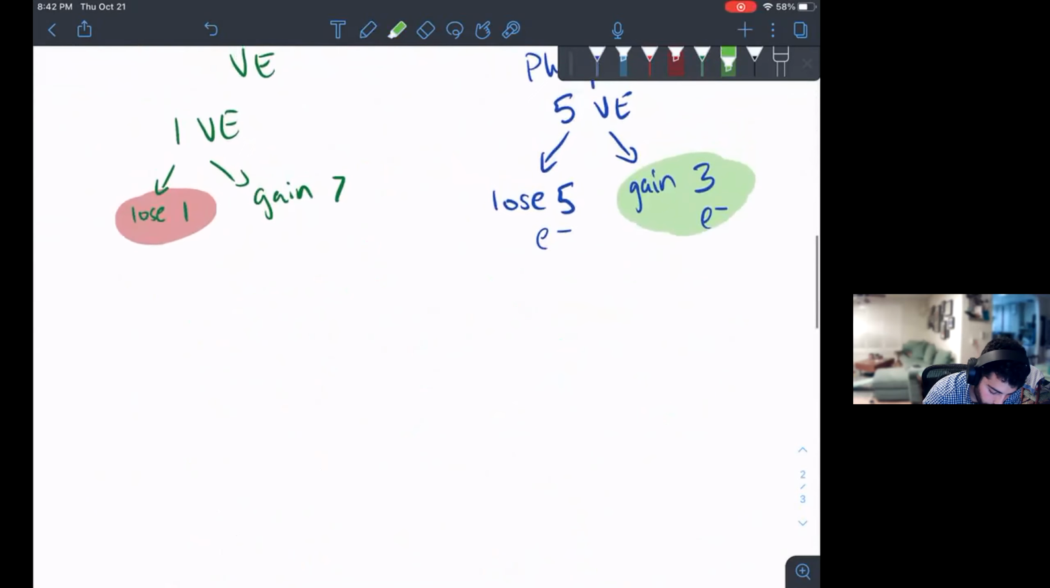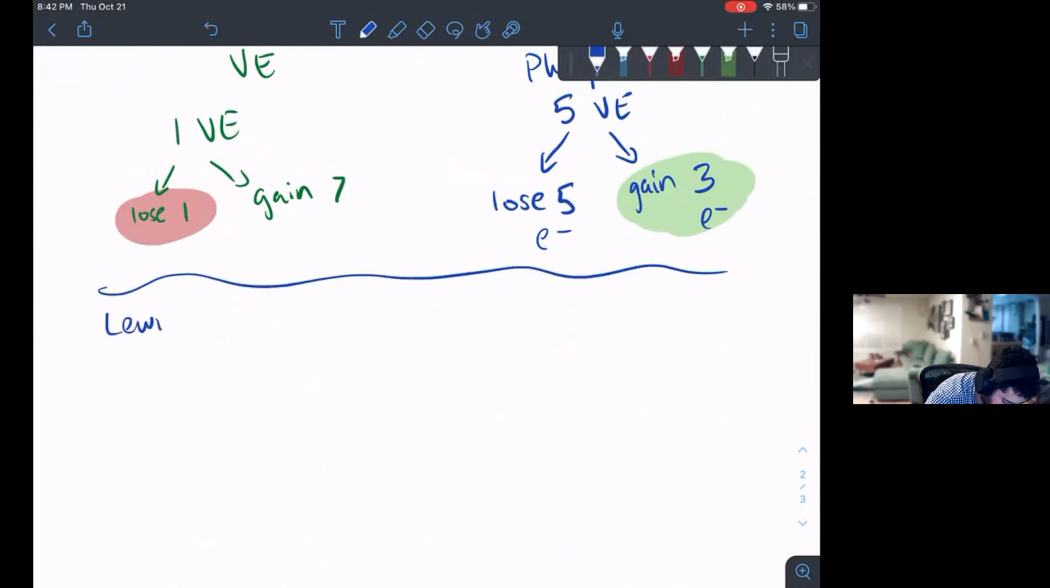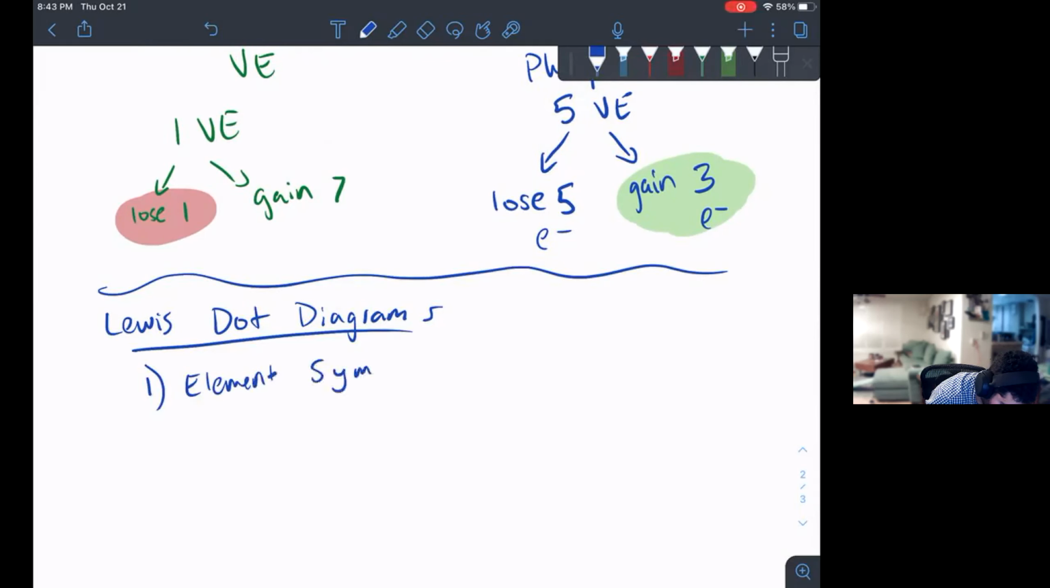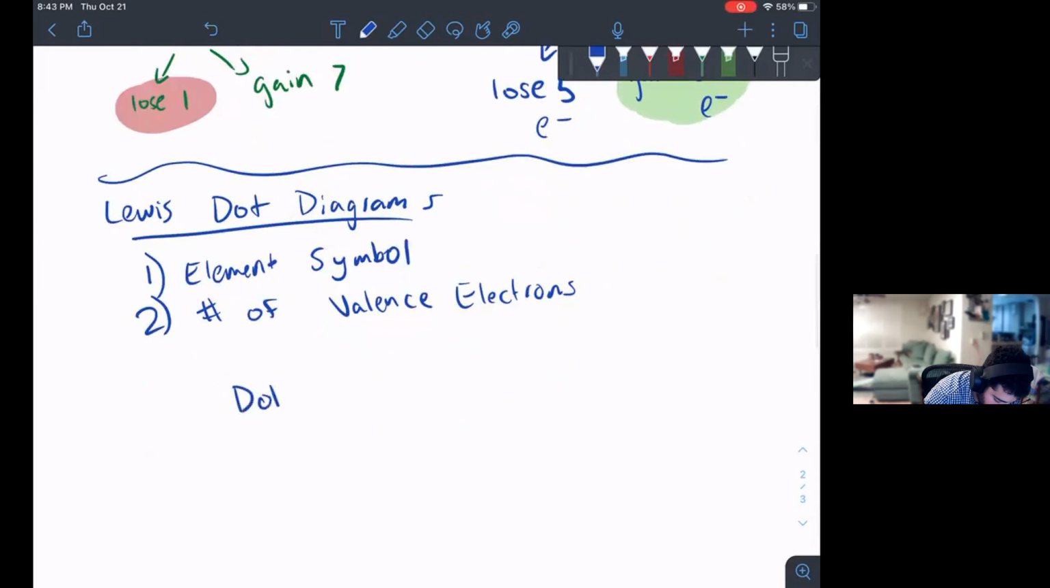So with that said, we're going to move on to the next part, which is going to be Lewis dot diagrams. And these are pretty basic. There's 2 main rules. One, we want the element symbol. And 2, we want the number of valence electrons. Now, the way we show that is with dots. We use dots to equal a valence electron.